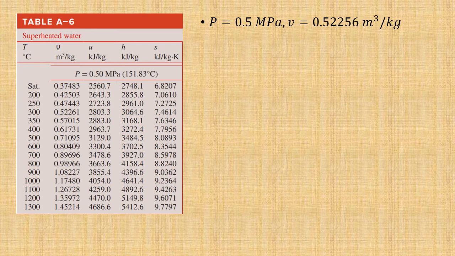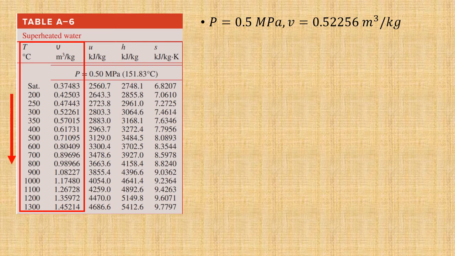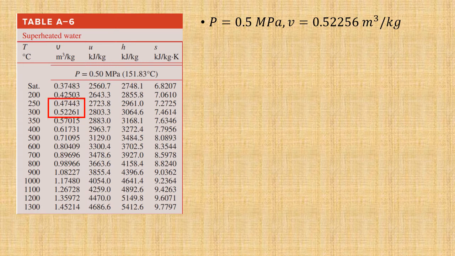Each temperature in this box corresponds to a value of specific volume, and as the temperature increases, so does the specific volume, as we can see here. If we were to guess the temperature using the value of specific volume, we can start by figuring out a range the temperature must be in. The given specific volume falls in between these two specific volume values. This means that our temperature must be somewhere between 250 and 300 degrees Celsius.